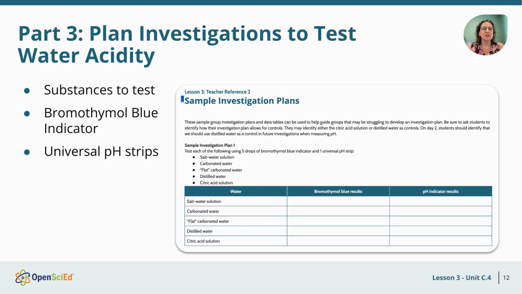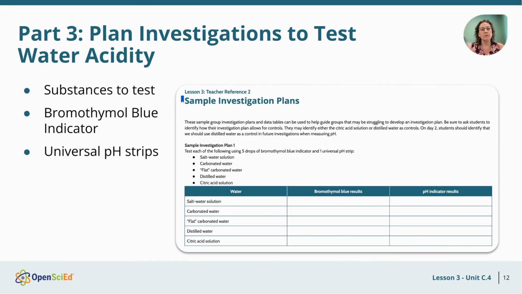One of the science and engineering practices that were intentionally designed in this lesson is planning and conducting an investigation. Part 3 gives your students an opportunity to plan, and they will conduct their investigation in Part 4. You'll provide your students with the materials that they can use to test the acidity of a variety of water samples: salt water, carbonated water, flat carbonated water, distilled water, and citric acid solution.